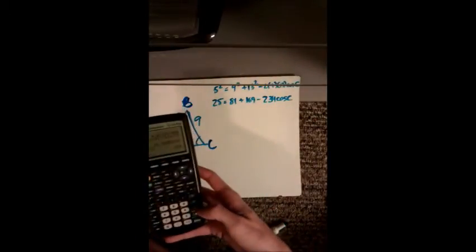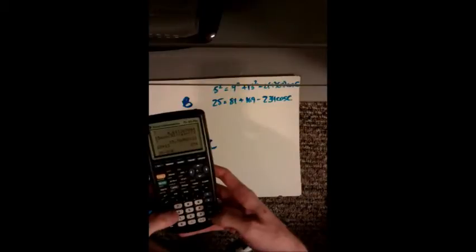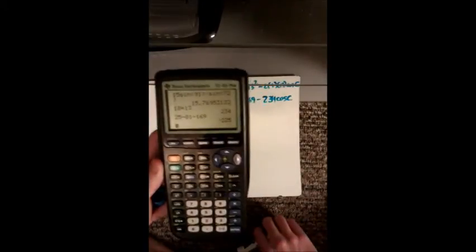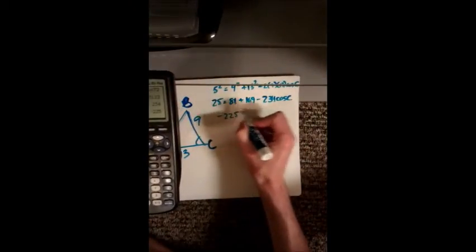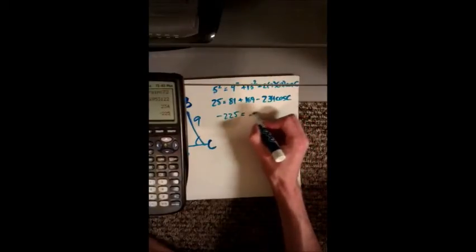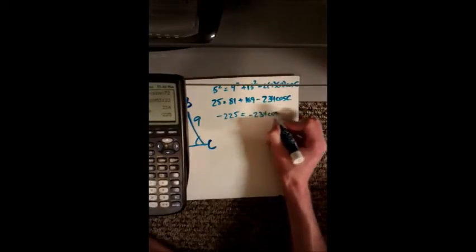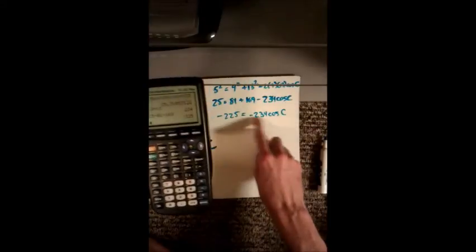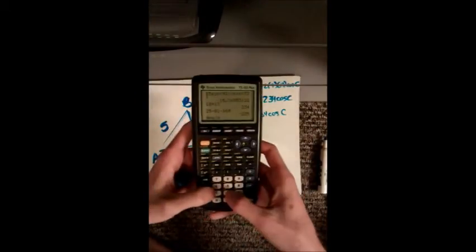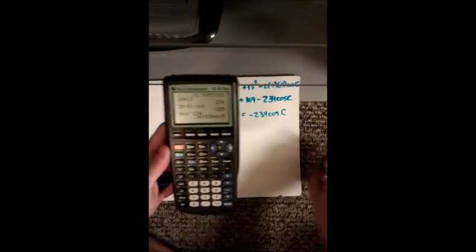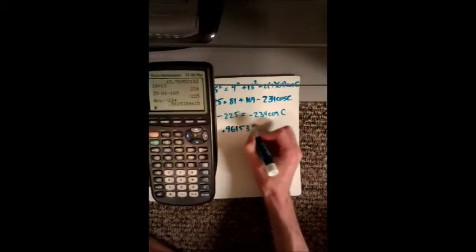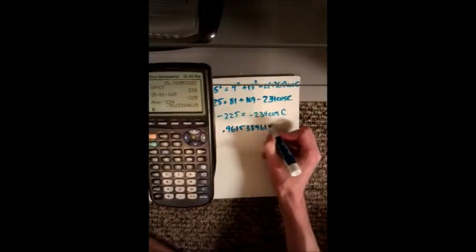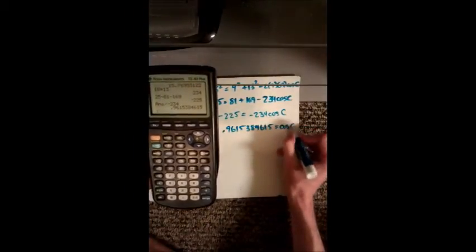So, you know, just going through here and solving for the numbers. We'll move the 81 and the 169 over. We'll have negative 225 equals negative 234 cosine of C. So we're going to divide by this negative 234 there. And I come out with 0.9615384615 equals the cosine of C.